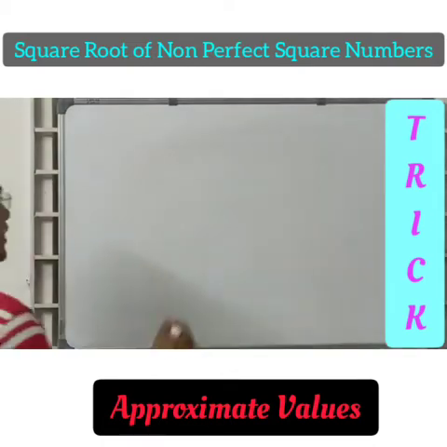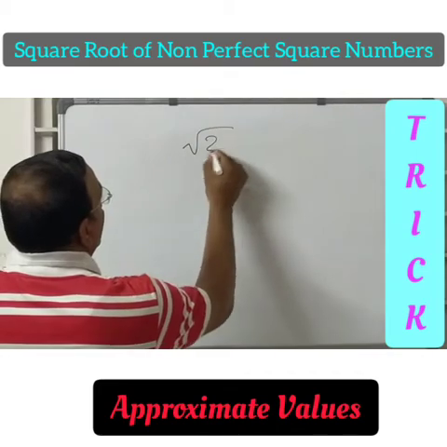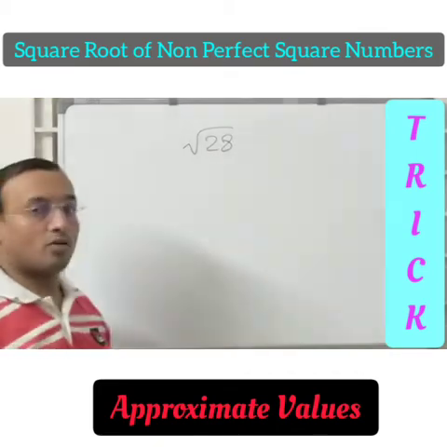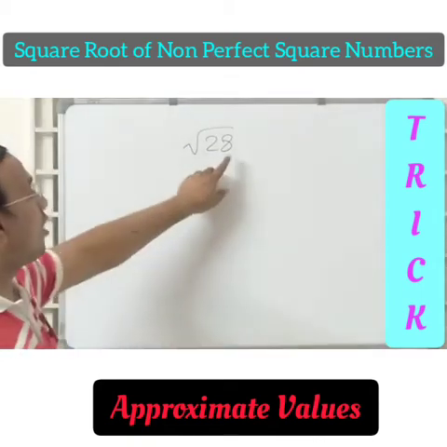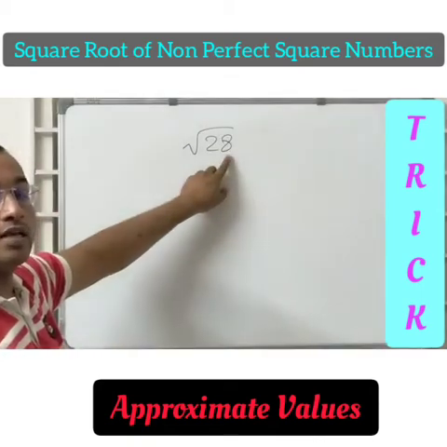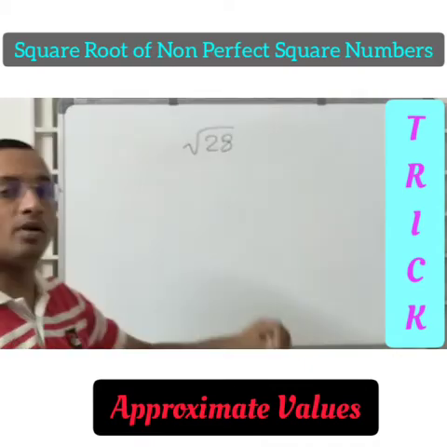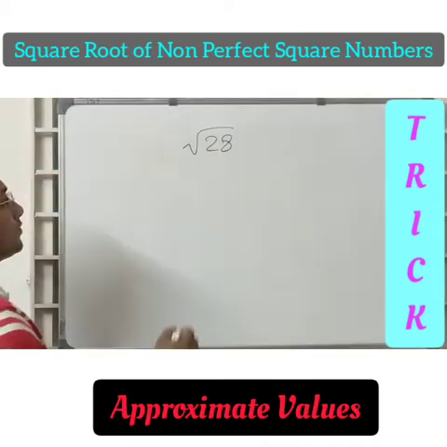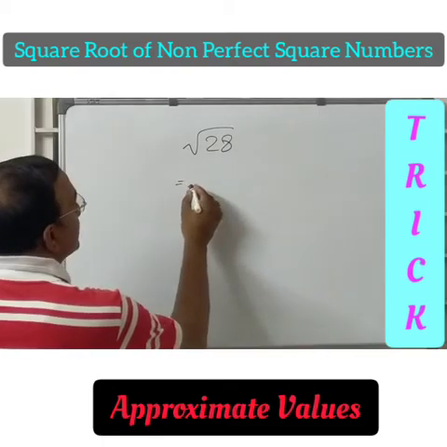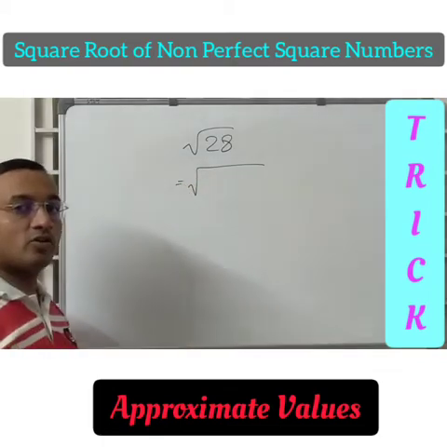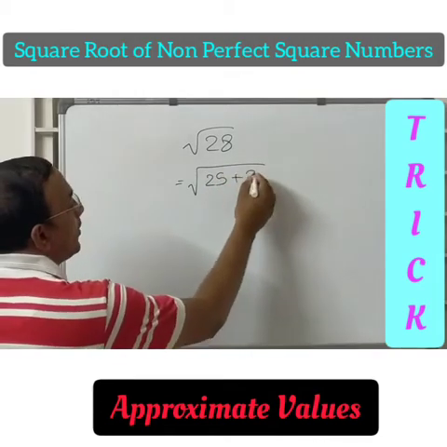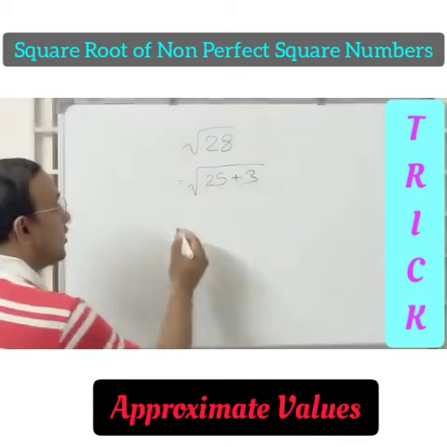So I am taking an example, that is root 28. Of course you know this is a non-perfect square number. Why? Because non-perfect squares always end with 2, 3, 7, 8 or an odd number of zeros. Okay friends, let's see this and find out. So I am going to write this one as, what is the square number near to 28? Yeah, 25. And what is the extra? We have plus 3.